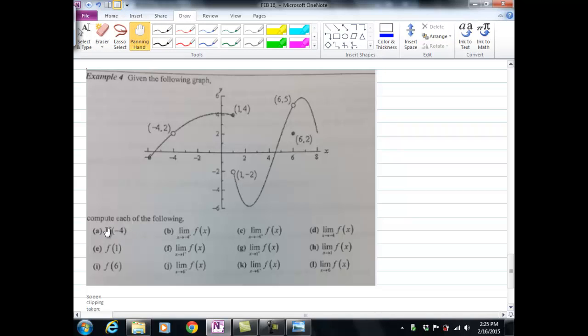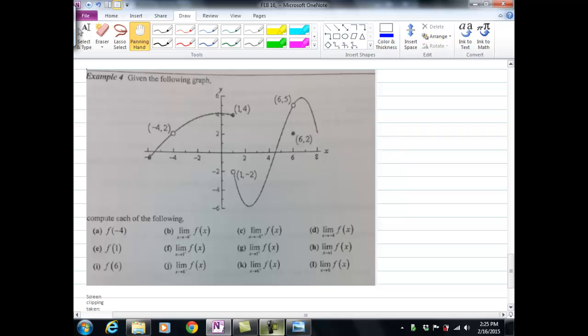F of negative 4. Some say, Mr., what the heck is this? This is actually a piecewise function of two different curves. One curve goes like this. One curve goes like this. It's going to ask you, find f of negative 4. So what is f of negative 4 going to be? F of negative 4. See, f of negative 4 is right there.